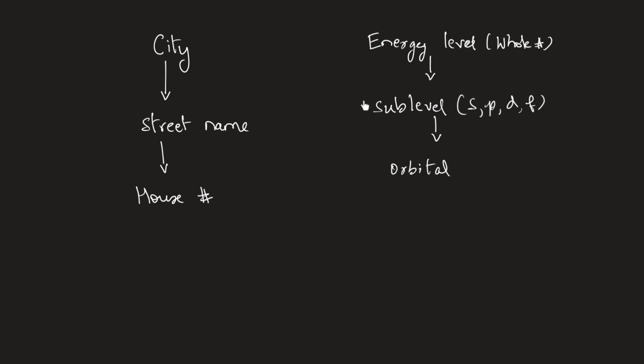Then each energy level, depending on how big it is, is divided into sublevels. Those sublevels are denoted by lowercase s, p, d, and f. It is important that we remember their sequence. Smart people don't forget. And then each sublevel is further subdivided into orbitals, kind of how a street has multiple houses on it. If it's a long street, it's going to have a lot of houses. If it's a small street, it's not going to have as many houses.